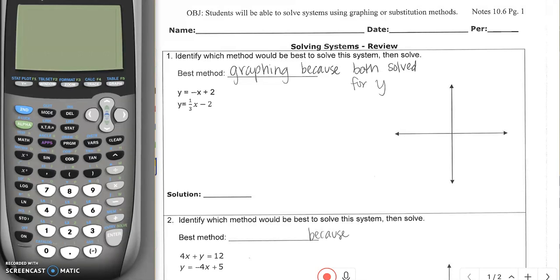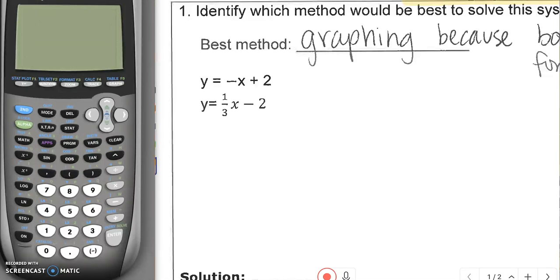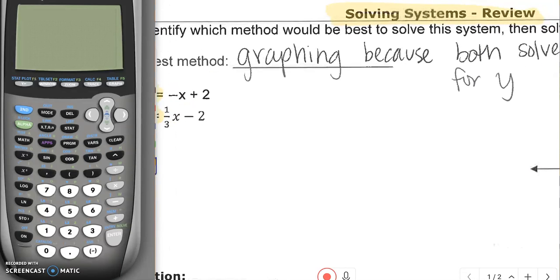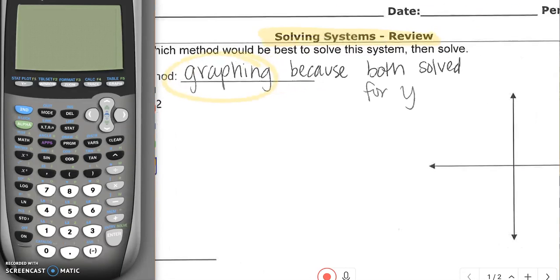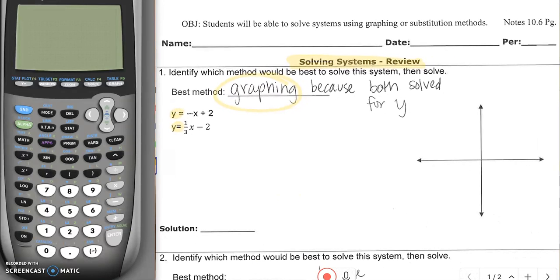Okay, welcome back. We're reviewing solving systems. We're going to look at it by graphing and by matrices, deciding which one is which and which one is good for us. If we look at the first one, we have both of our equations in slope-intercept form. Since they're both already solved for y, graphing is going to be our easiest way.